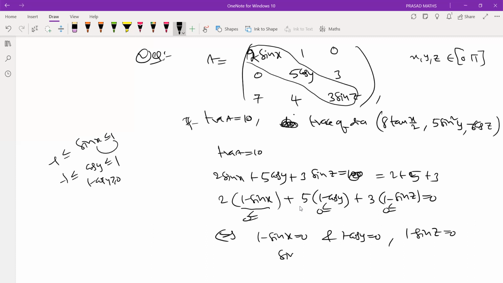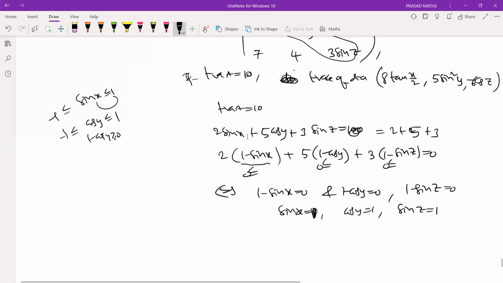Right? Therefore, sin x equals 0, sin x equals 1, cos y equals 1, sin z equals 1. So your angles are bounded by 0 to pi. Therefore, what is the actual solution for this? X equals only pi by 2. What is the angle here? 0. What is the angle here? Pi by 2.